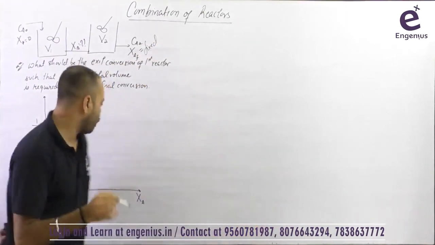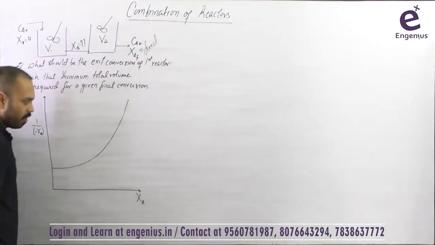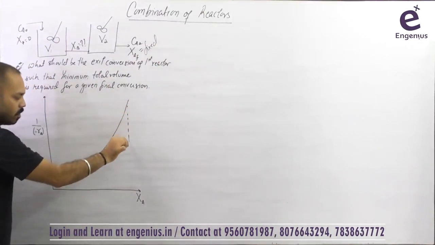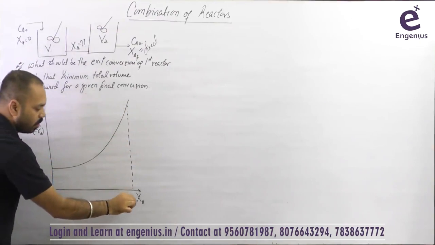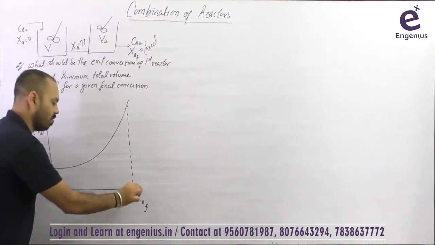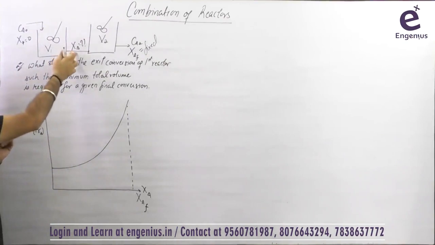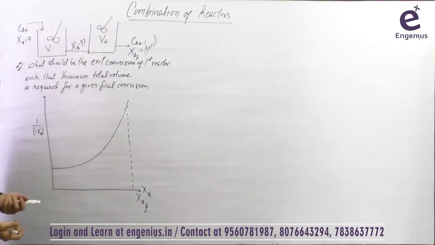It means if I make a plot of 1 by rate versus XA, make a plot like this, and I want this much of conversion. Now, nothing should change here. This much of conversion is required. Let us write this as XAF, and the axis is XA. Now, this conversion is fixed, but what is this conversion? That depends upon the volume of the reactor. The volume is not known.